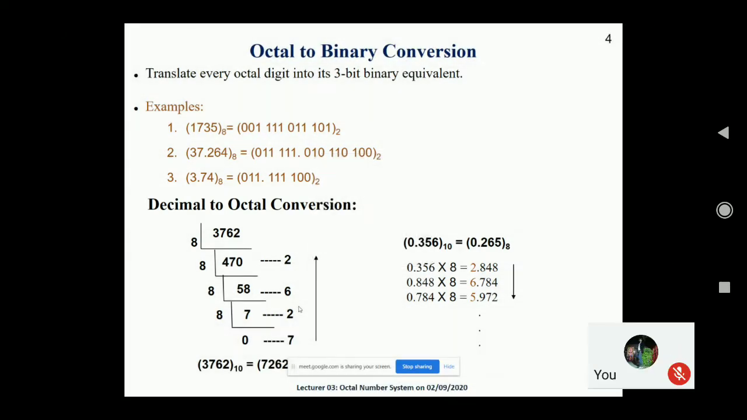Octal to binary conversion means: translate every octal digit into its 3-bit binary equivalent. It is very easy. See here, example 1735 is the octal number, because base is 8, and we are interested to convert it to binary. 1 means we are making 3 bits.